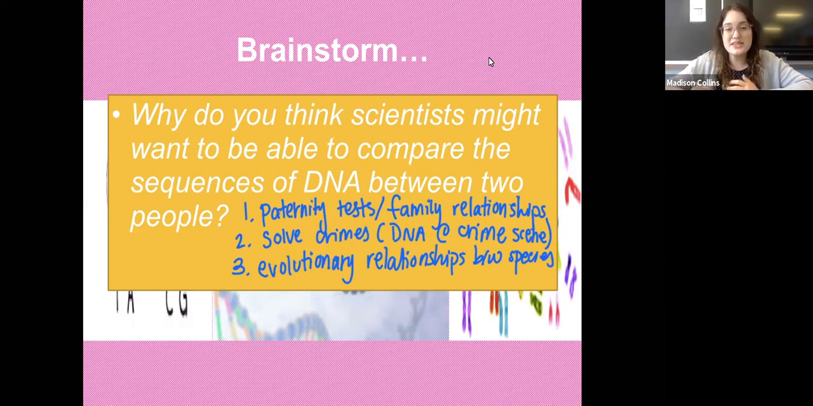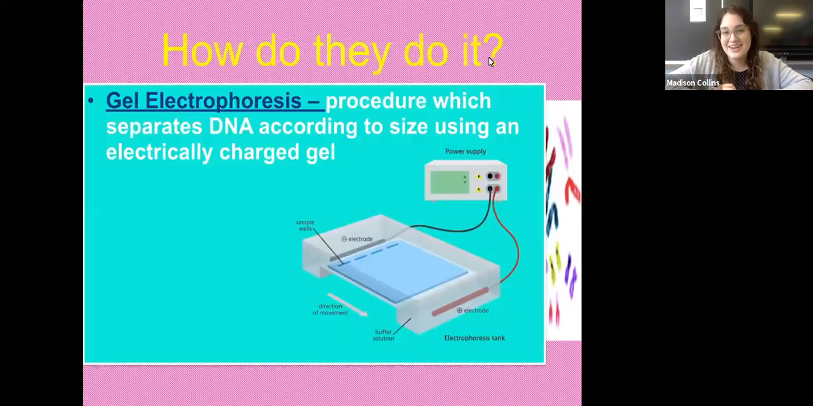All right, now if you said any other options that I maybe didn't write down, send me a message on Remind and we can figure out if that is a possible answer or not. It probably is. But now let's figure out how we do this. So we know it's important to be able to analyze DNA sequences, but how do we do that in a laboratory? Well, we have to use something called gel electrophoresis.